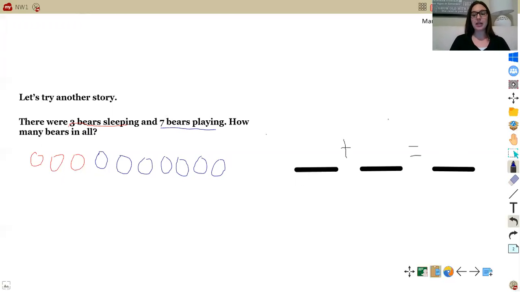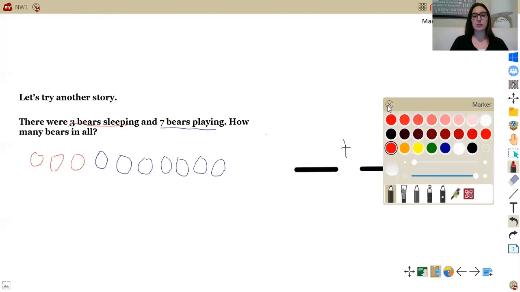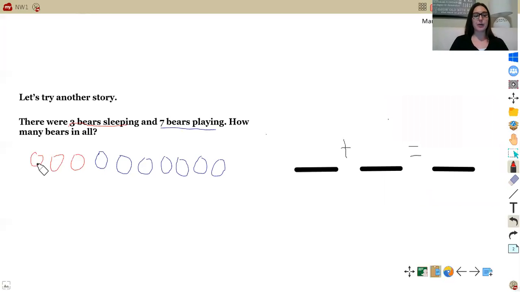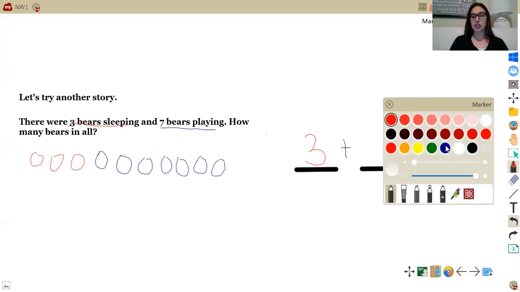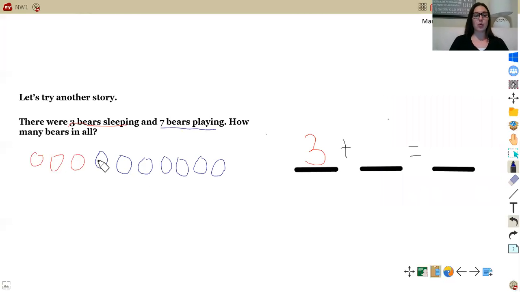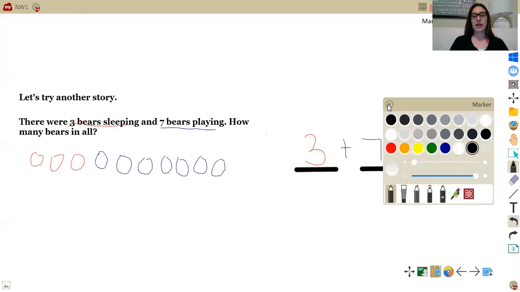First, I'm going to fill in the parts of my number sentence, and I'll break it down this way. I see that I have 1, 2, 3 bears that are sleeping represented in my circles. So my first part is going to be 3. And then let's change it to blue. I see 1, 2, 3, 4, 5, 6, 7 are playing. So 7.